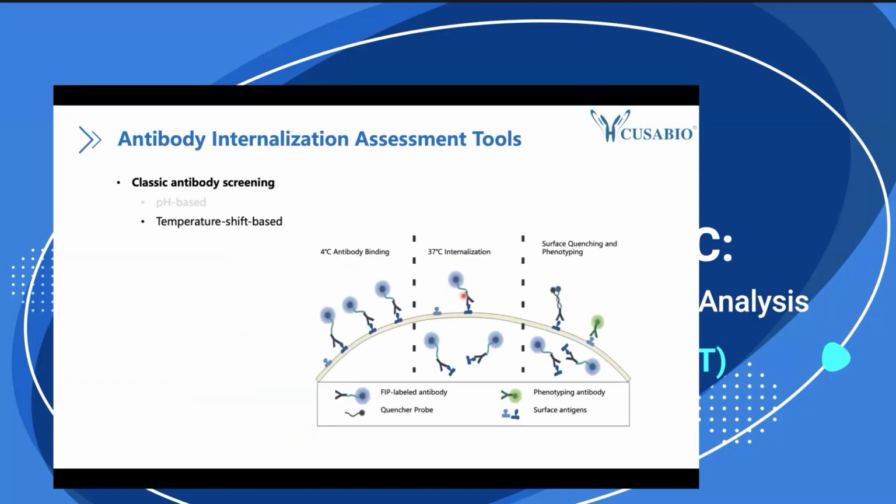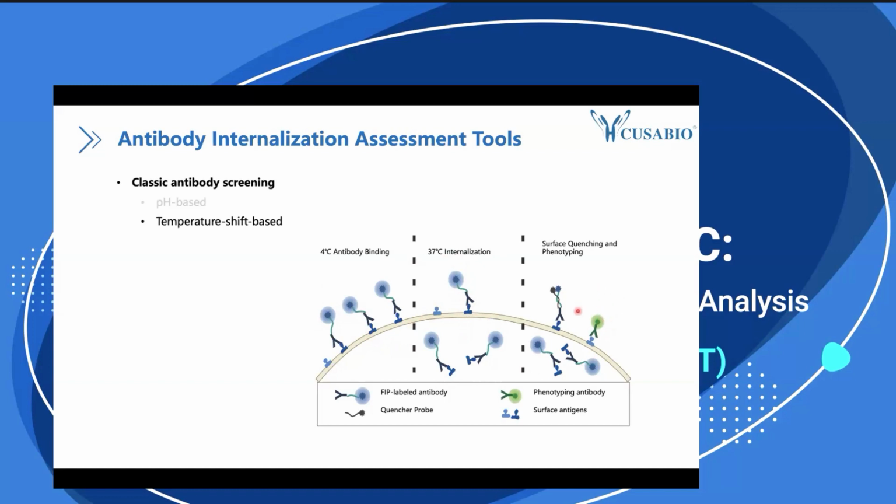And the next one is the temperature shift-based screening assay. This one is similar to the pH assay, but instead of a pH change, you see the intensity signal change based on the temperature. At 4 degrees, the antibody binds to the surface, and after the temperature is changed to 37 degrees, the surface antibody can be internalized into the cells.